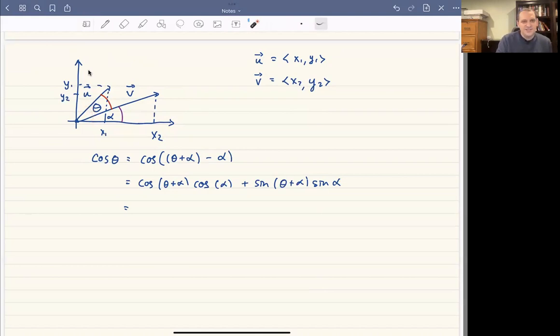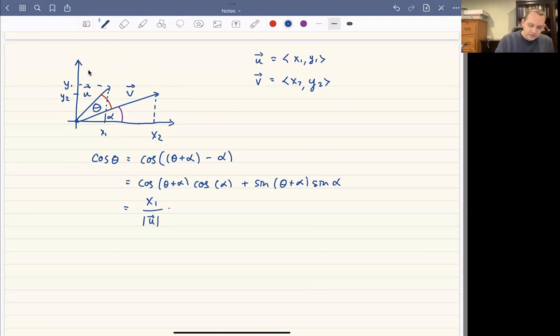Cosine is going to be the adjacent divided by the hypotenuse of the triangle. So that's going to be x1 divided by the length of u. So this is x1 over the length of u. So I'm going to use single bars for the length of the vector u, times cosine of alpha.